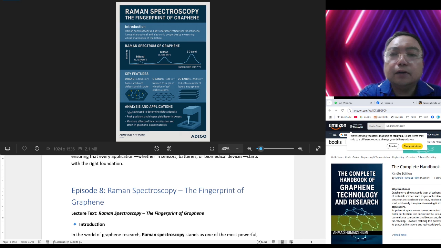In this lesson, I'm going to talk about Raman Spectroscopy, the fingerprint of graphene. I will read the text here, and the diagram related to it is here.